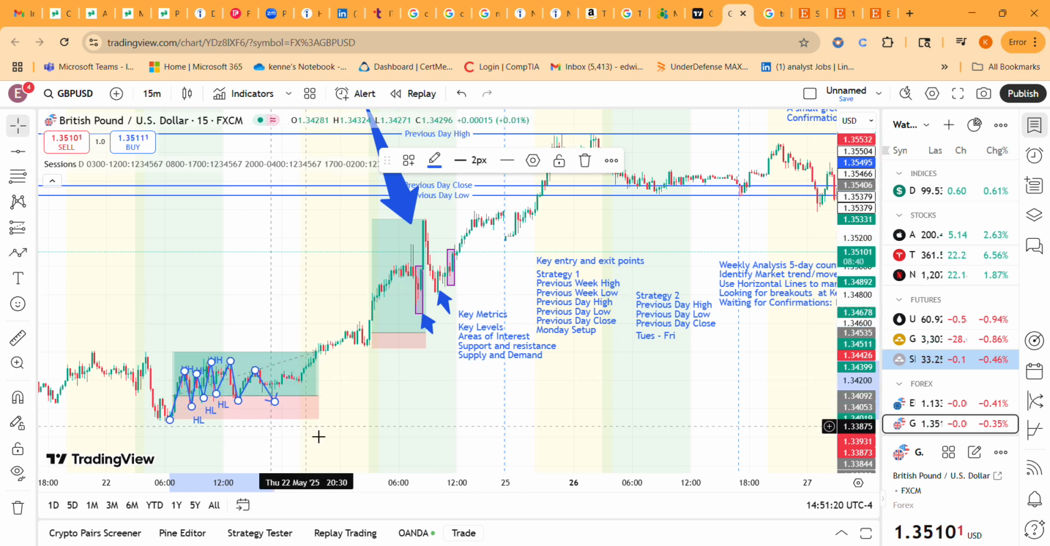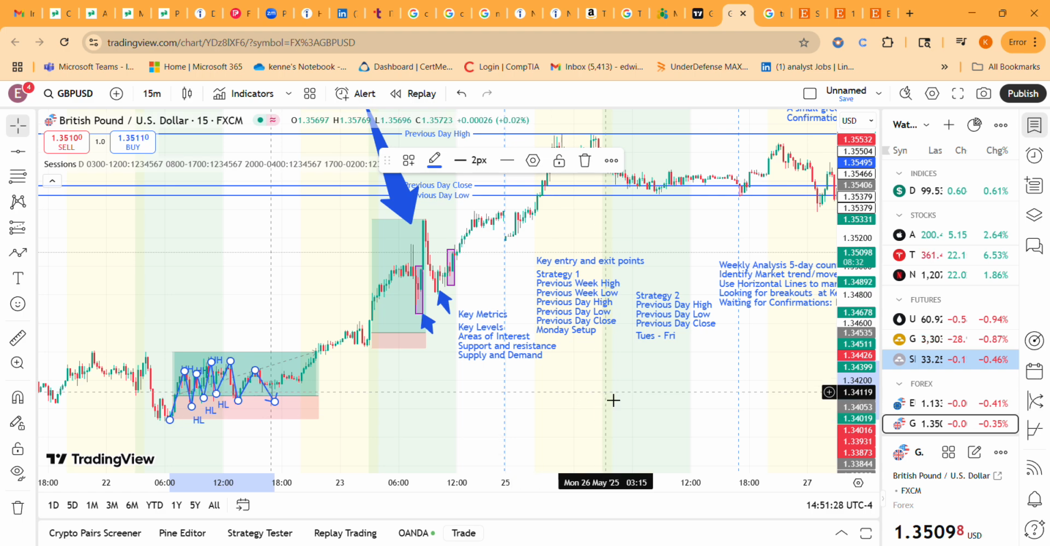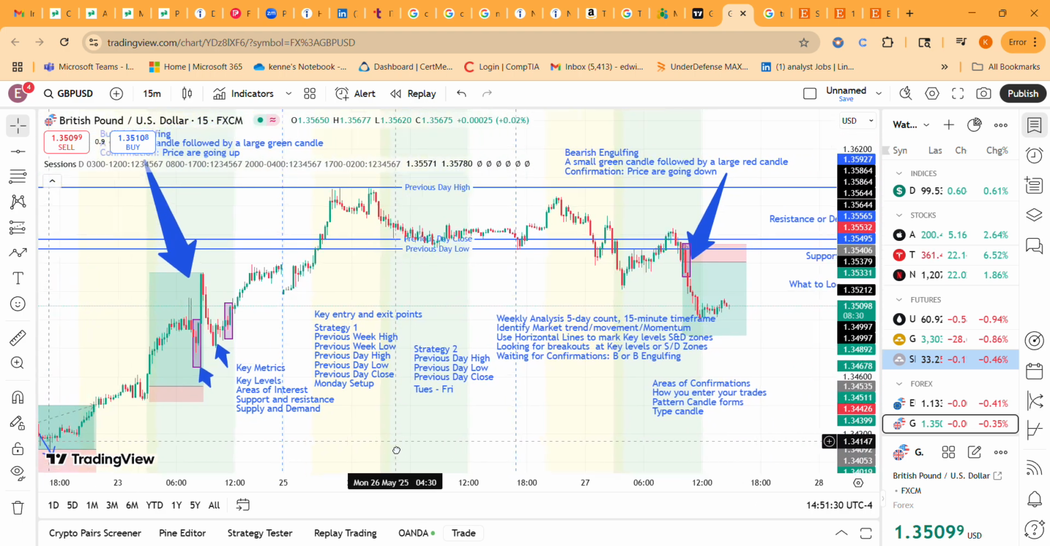So what does that also mean? It also means that we had a lot of buyers pushing the prices upward. So that's step number one.